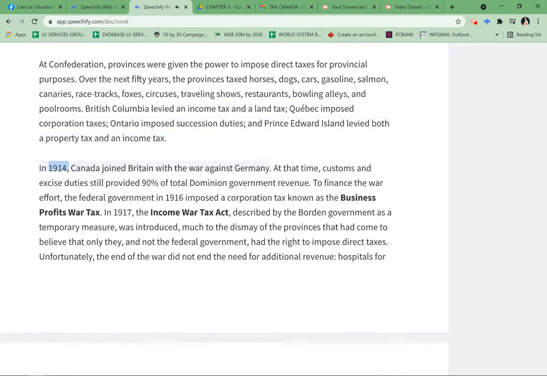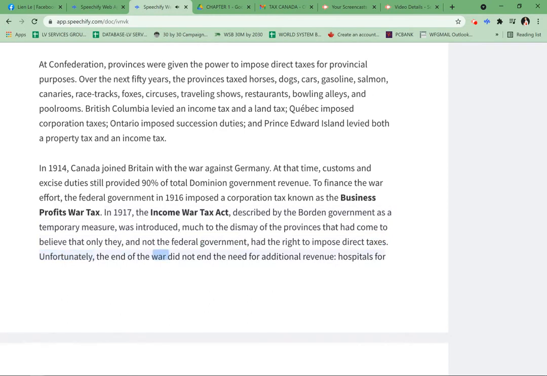In 1914, Canada joined Britain in the war against Germany. At that time, customs and excise duties still provided 90% of total Dominion government revenue. To finance the war effort, the federal government in 1916 imposed a corporation tax known as the Business Profits War Tax. In 1917, the Income War Tax Act, described by the Borden government as a temporary measure, was introduced, much to the dismay of the provinces that had come to believe that only they, and not the federal government, had the right to impose direct taxes.